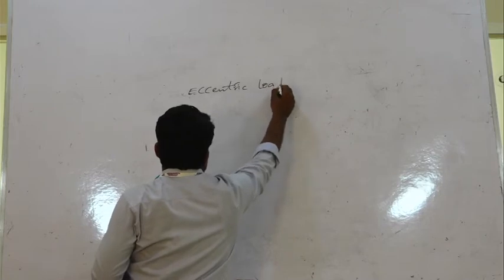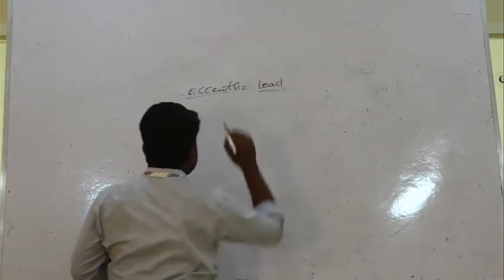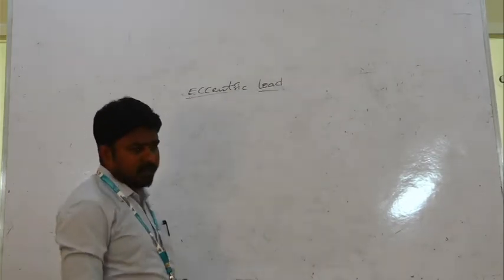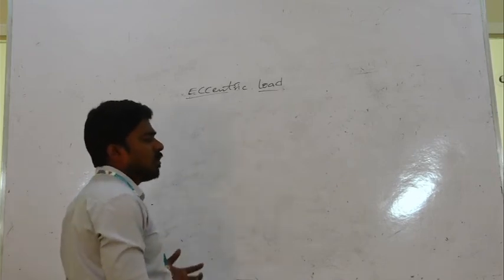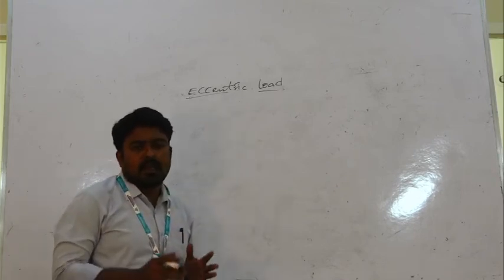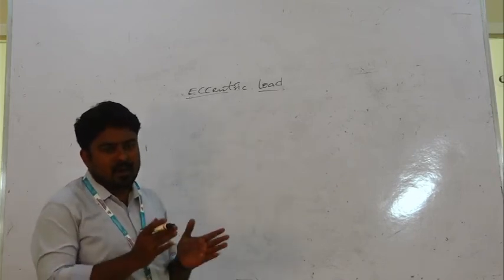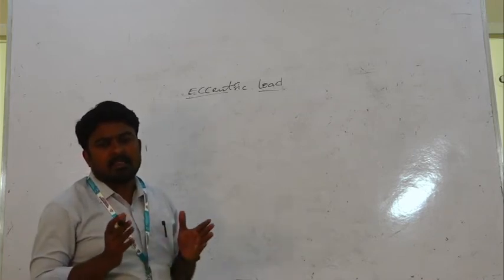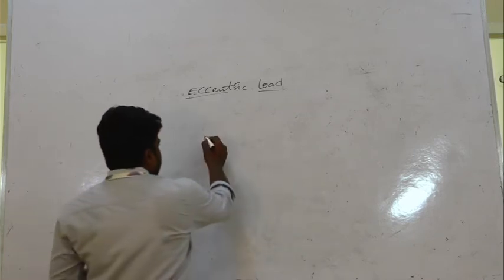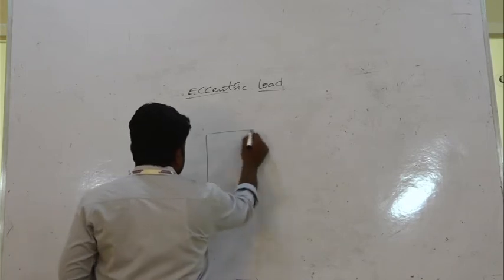Eccentric load. What about the eccentric load? Eccentric load means simply the line of action of the load does not coincide with the axis of the member. We simply represent it in a diagram.